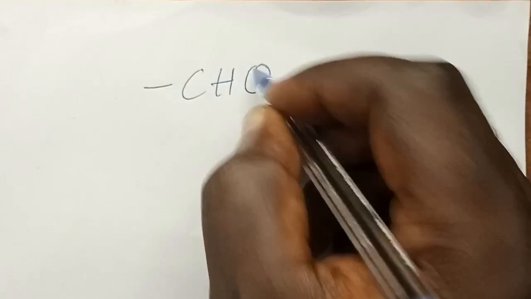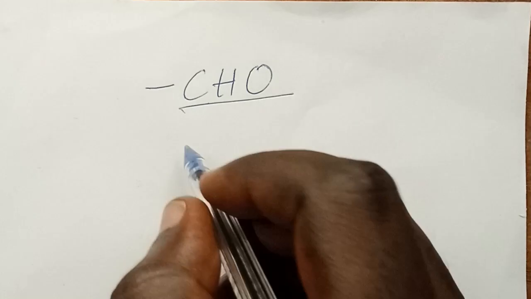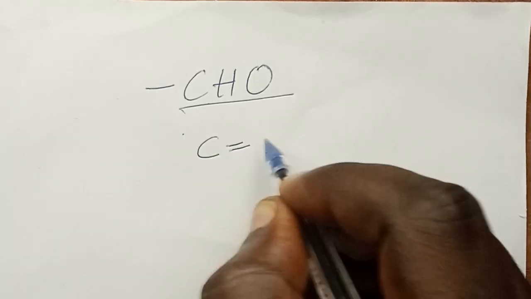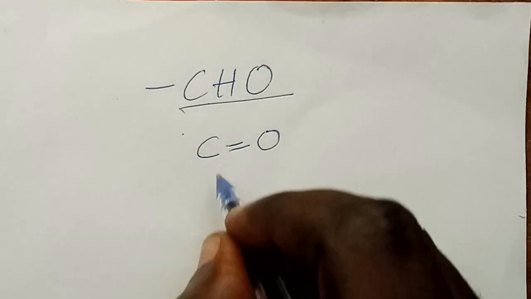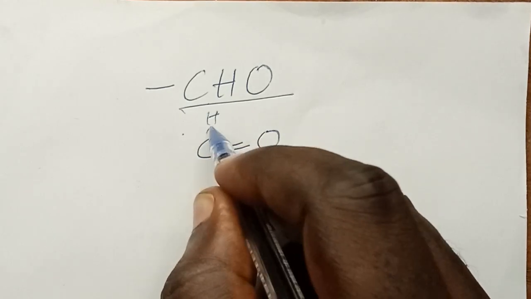Therefore, when we talk about all carbohydrates being either aldehyde or ketones, we are talking of this group which I'm going to represent. When we talk about aldehyde groups, we are talking about the representation of CHO, as you can see here. This is an aldehyde group, represented by this formula, where we have the carbon linked to oxygen by a double bond, and also linked to hydrogen, as you can see here.